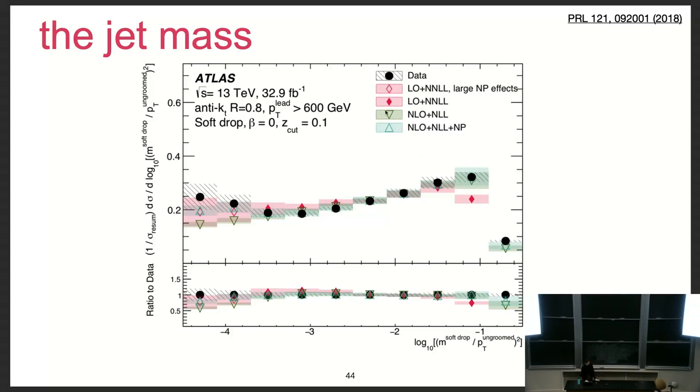Then in the two triangles here, we have first a pure analytical prediction. So this is not a Monte Carlo prediction. This is an actual prediction, written out.